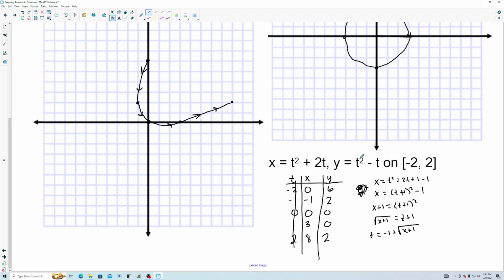But now we got to plug that in for these t's right here. So negative 1 plus the square root of x plus 1, like that. And then minus negative 1 plus the square root of x plus 1.